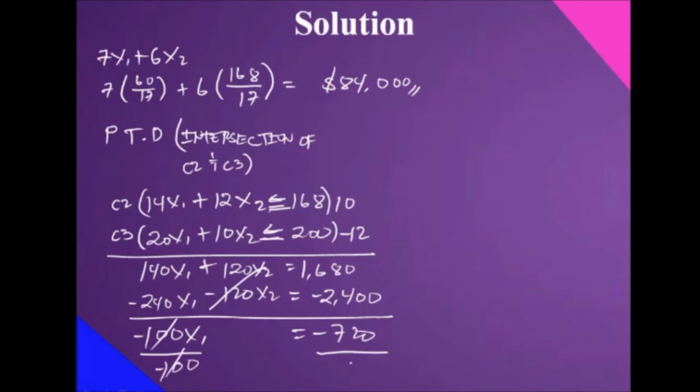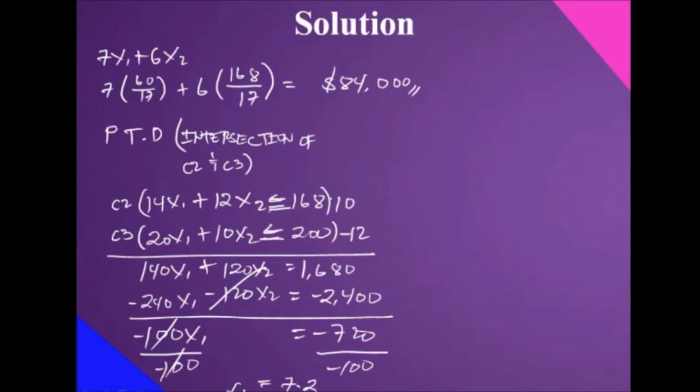Divide natin to sa negative 100. Cancel, cancel. Walang cancel baka cancelin nyo rin. So, x sub 1 equals negative 720 divided by the negative 100, that is 7.2. Yan, decimal na, no? Kasi eksakto siya. Yan, 7.2. I-substitute natin yung 7.2 sa ating first equation.